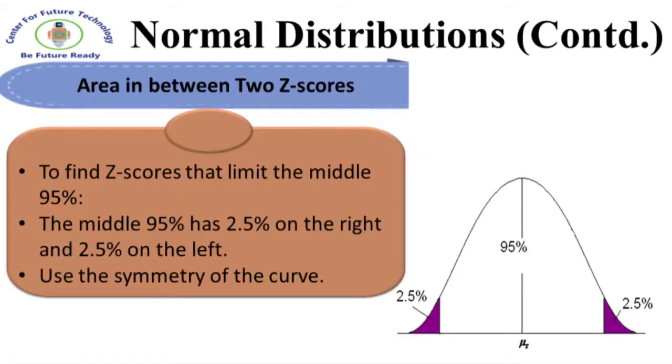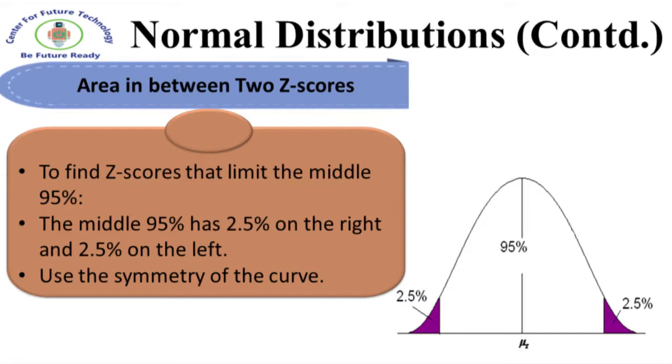Area in between two Z scores: to find Z scores that limit the middle 95%. The middle 95% has 2.5% on the right and 2.5% on the left. Use the symmetry of the curve. Look at your standard normal table. Since the table is cumulative from the left, it is easier to find the area to the left first.